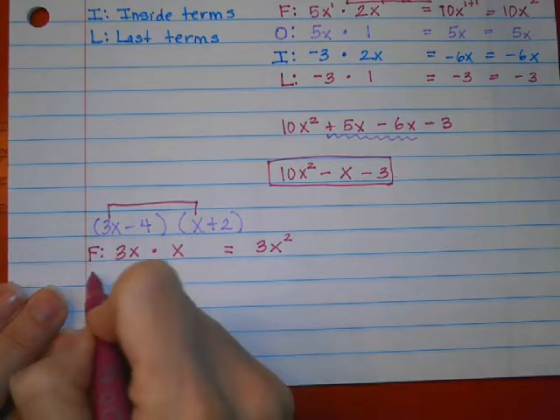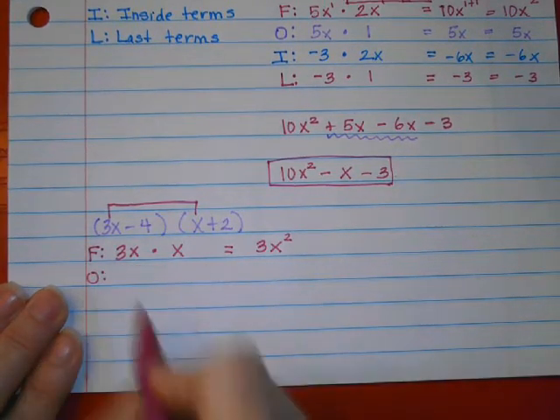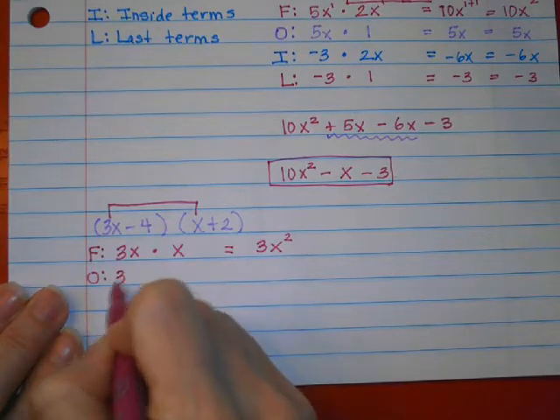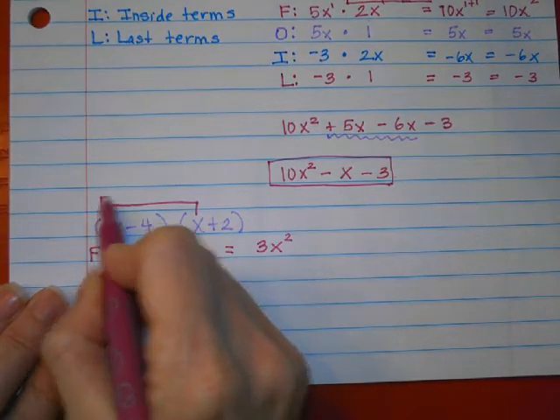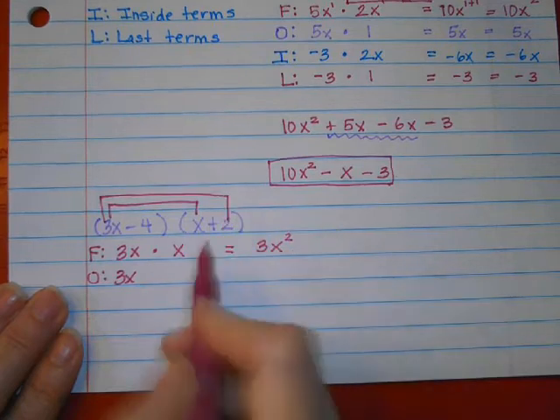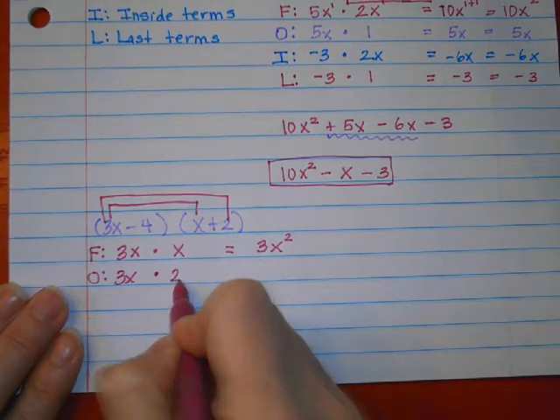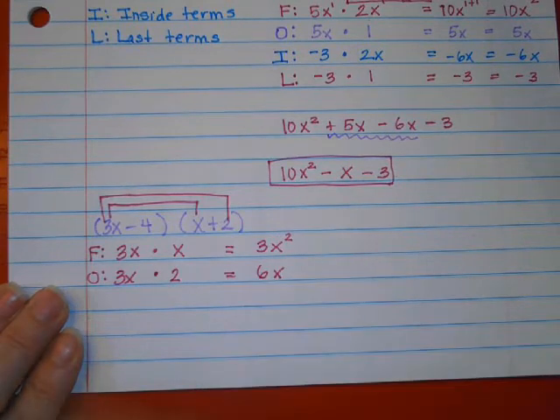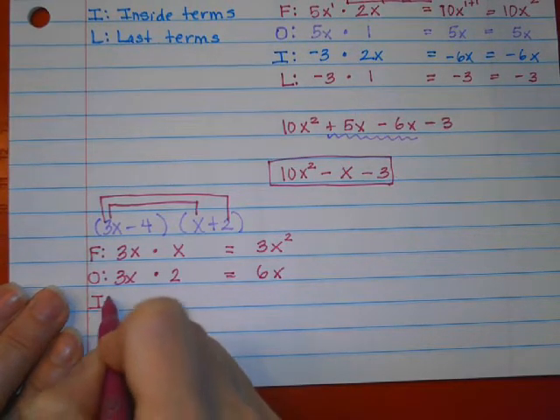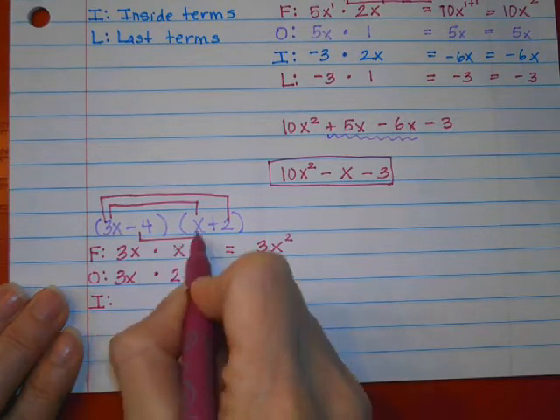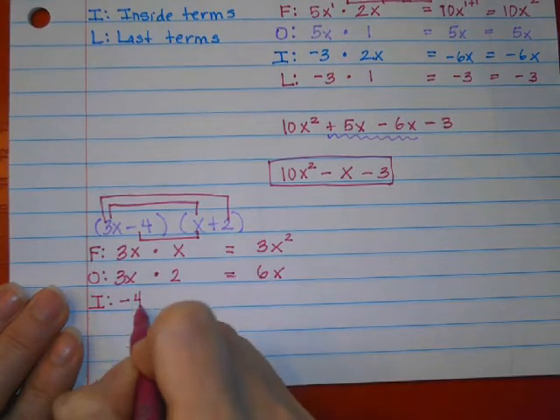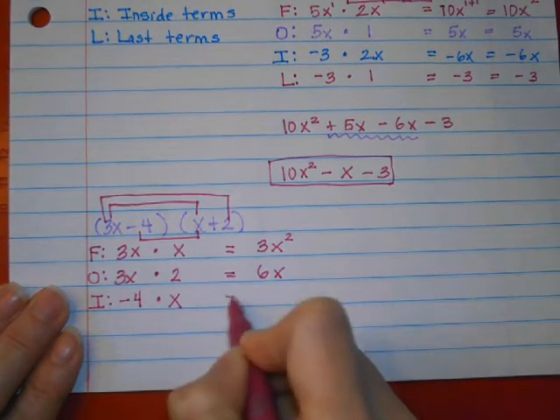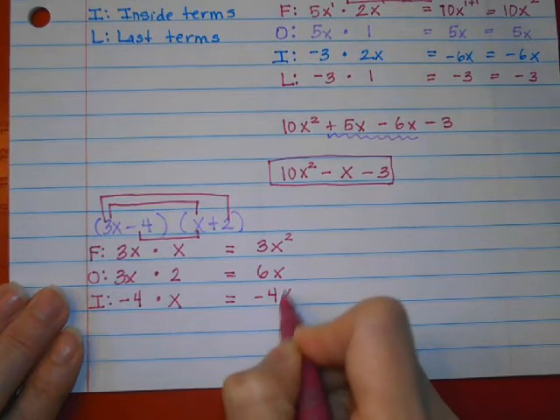Now we're going to multiply our outside terms. So our outside terms are 3x over here, outside, and all the way down out here, 2. So 3x times 2, which is 6x. Then we're going to multiply our inside terms. So it's negative 4 times x, which equals negative 4x.